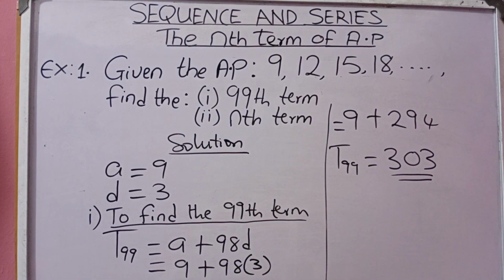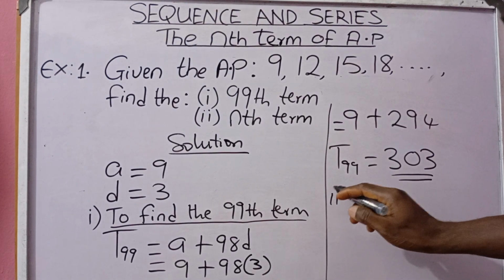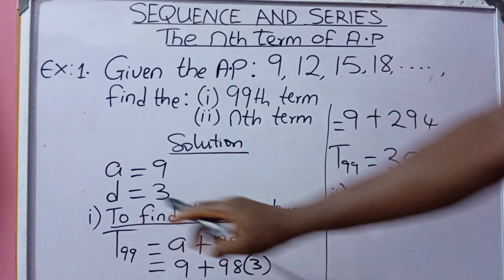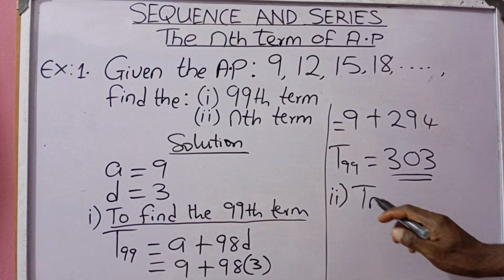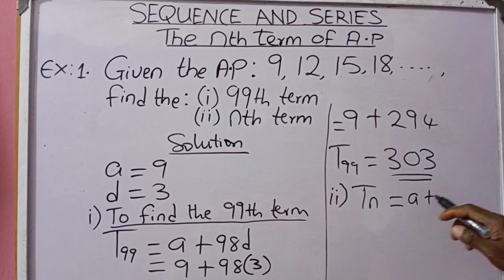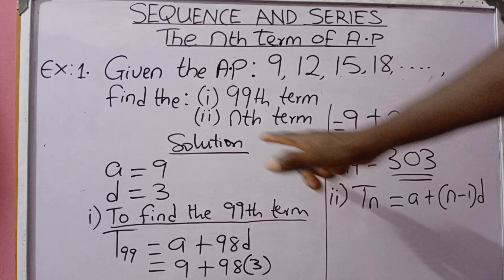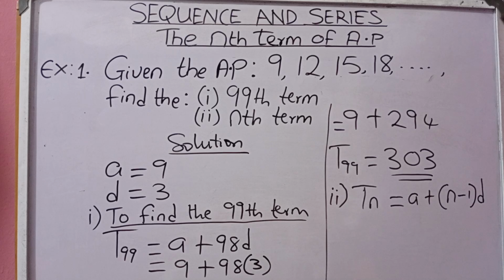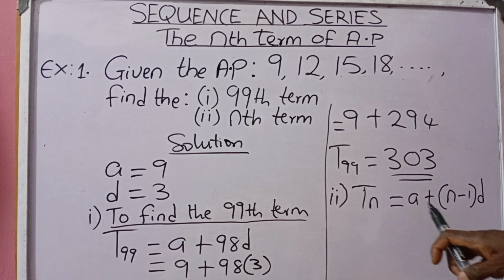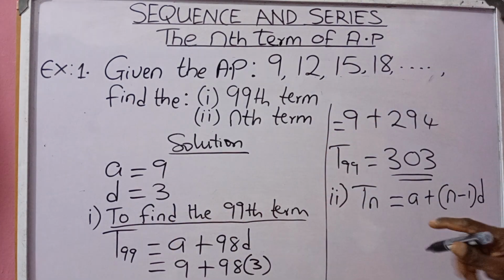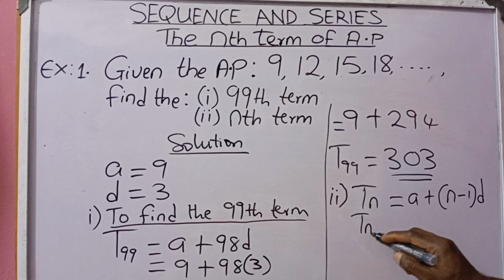Number 2 example, we're asked to find the nth term of this. You already have the first term, you have the common difference. So we're going to make use of the general formula for the nth term, which is A plus bracket n minus 1, then multiplied by D. That is the general formula we'll be using to find the nth term of this particular sequence. All right, so the only thing we have to do here is to substitute the value of A and also the value of the common difference. And that will go in this order.